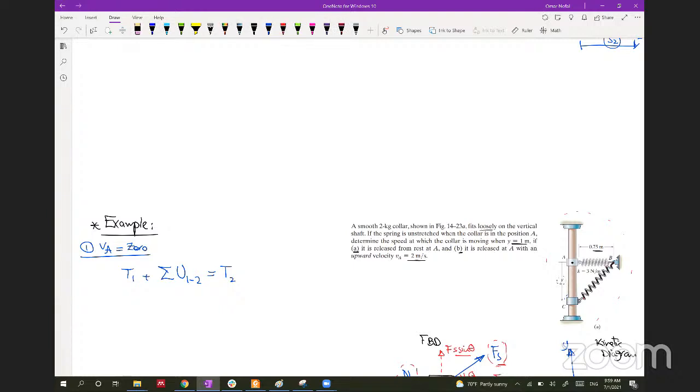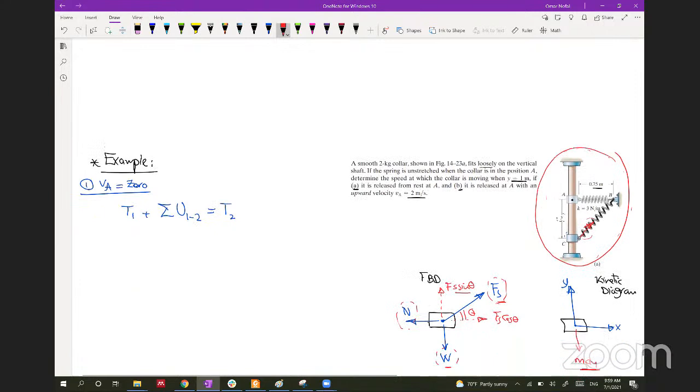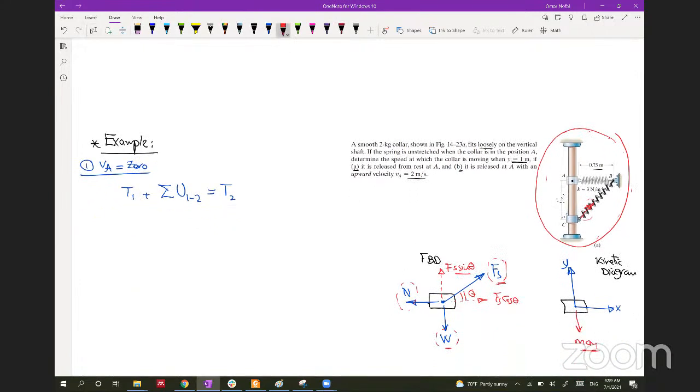So here we will be considering the whole energy in the whole system and the stored energy in the spring. Because this equation is not for one body, it's for the whole system, we will be considering the energy in the whole system. So the only forces that will be doing work or having energy will be the W and also the F spring. So let's remove these components.